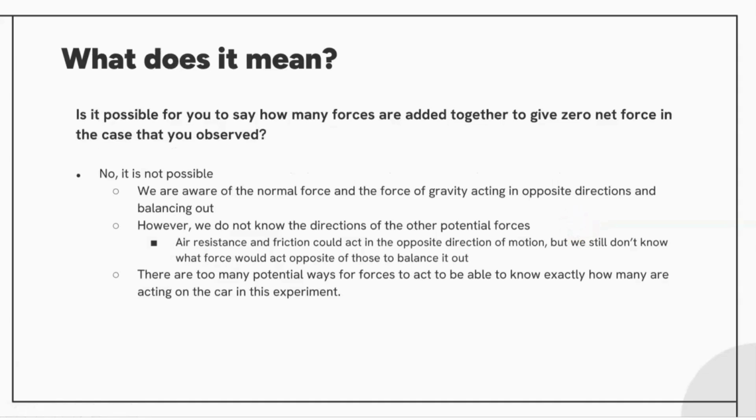And is it possible to know how many forces are added together to give that net zero? No. I'm aware of the normal force and the gravity acting in opposite directions, and those ones are balancing out, but we are not sure if there are any more forces because of how many things the system is touching. So many other forces could act in completely other directions. We know that there's air resistance and friction, but we don't know what other forces could counteract those forces to keep it at net zero.